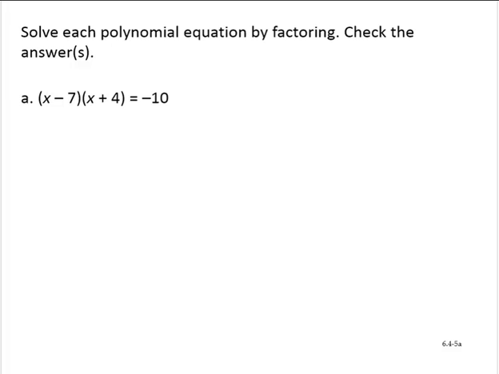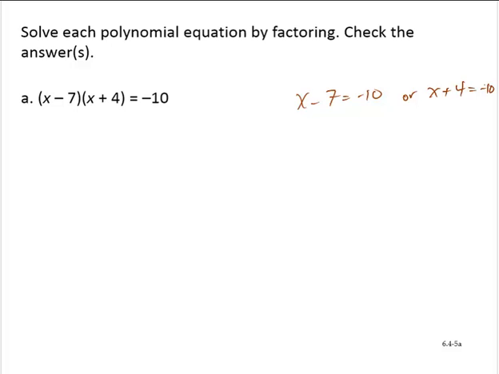Solve each polynomial equation by factoring. Check the answers. So exercise A, we're told that (x minus 7)(x plus 4) is equal to negative 10. We might be tempted to write, well then, x minus 7 equals negative 10, or x plus 4 is equal to negative 10.